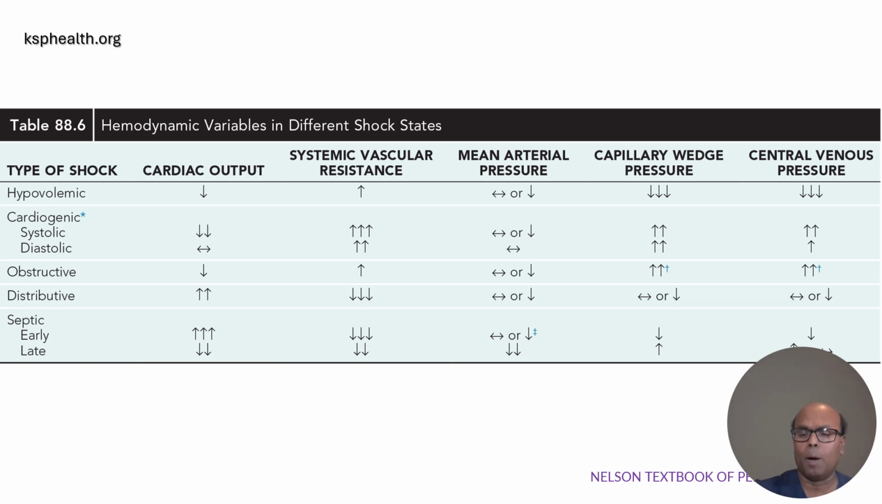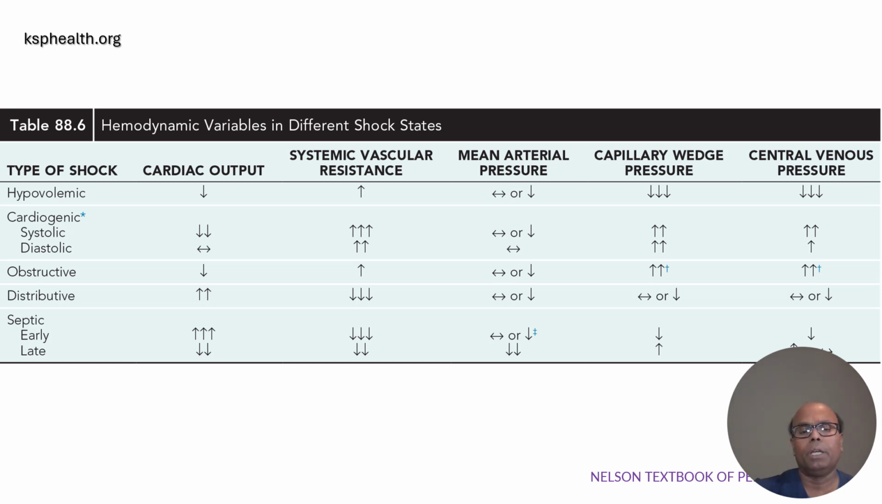Septic shock has two components, an early component and a late component. Early component: cardiac output would be higher, vascular resistance would be lower, similar to anaphylactic shock. Mean arterial pressure varies, capillary wedge pressure and CVP will be lower.